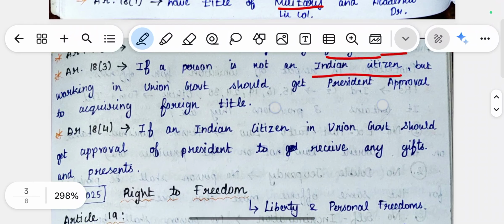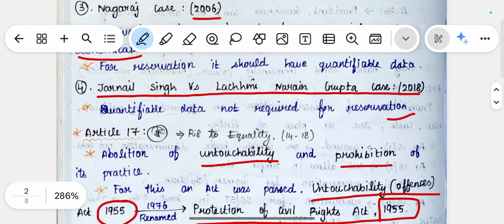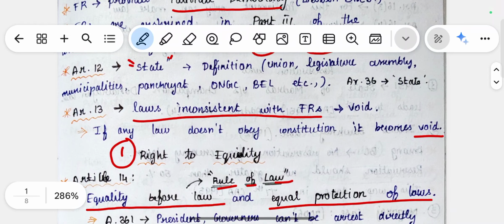The next one is Article 18 Clause 4, which talks about how a person working under the union government should get approval from the president to receive any gifts or presents which come from a foreign state. So this is all about the right to equality and the introduction of the fundamental rights. So thank you.